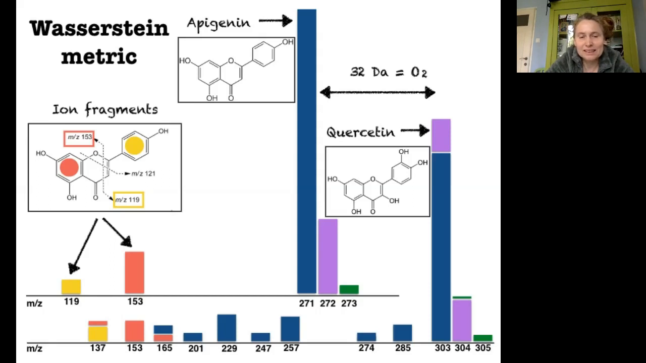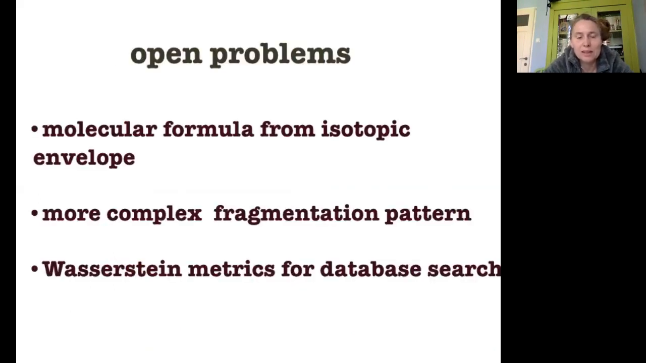Well, this has applications, and now we are trying to apply it to mass spectrometry imaging and also to analyze nuclear magnetic resonance spectra, which are a bit different from mass spectra, but still very challenging.